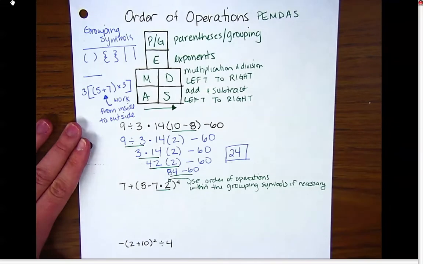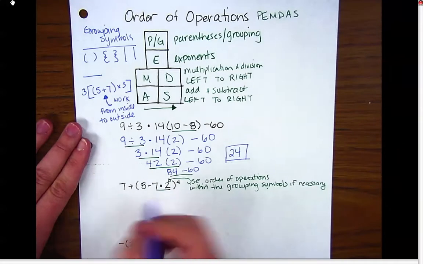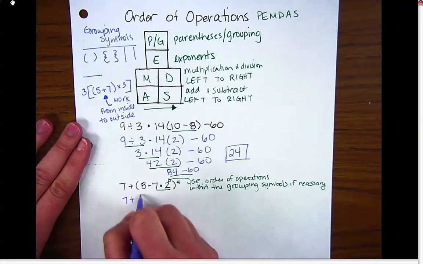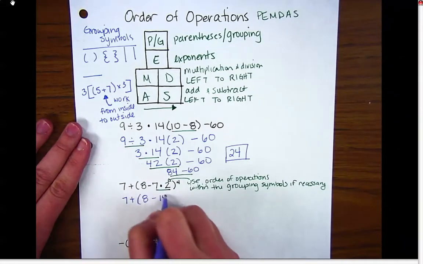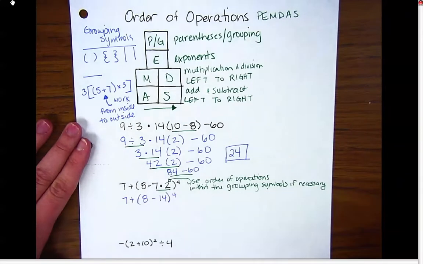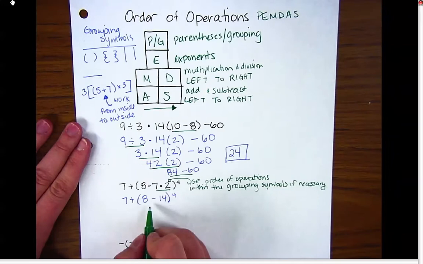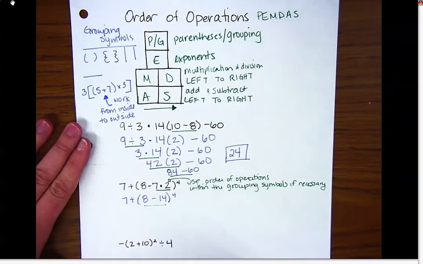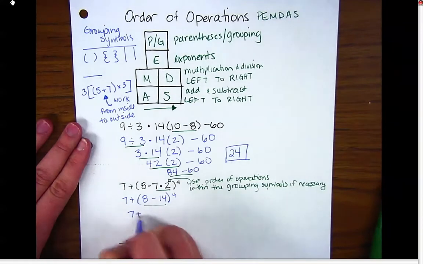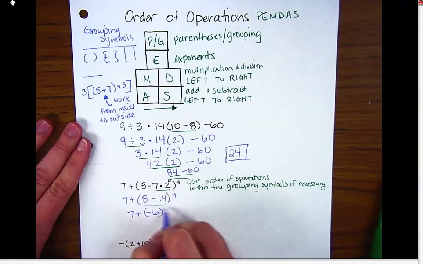Okay, so now I'm going to move on to solving this. So 7 times 2 gives me 14. So I'm going to say 7 plus 8 minus 14 to the 4th power. Now, still working inside my parentheses, I'm still on the P part of my order of operations. I'm going to do 8 minus 14, and that gives me negative 6 to the 4th power.